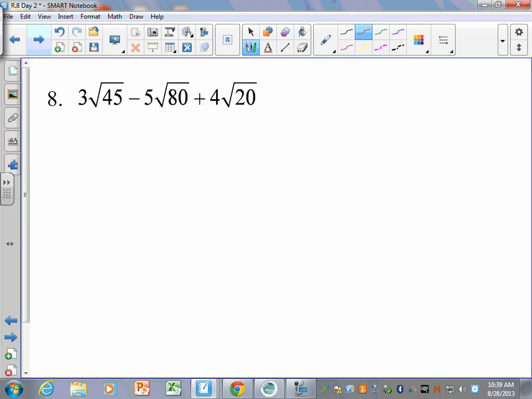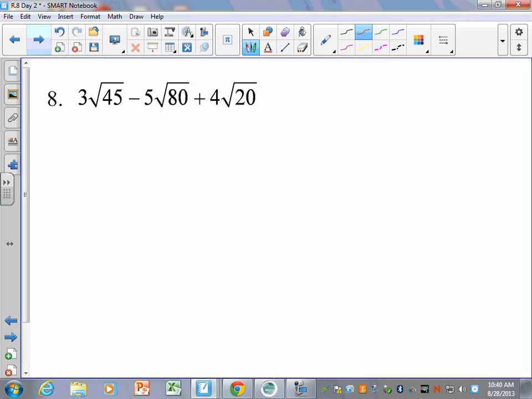So what about this problem here? Three square root of 45 minus 5 square root of 80 plus 4 square root of 20. The easy answer would be like, I can't do it because the radicals aren't the same, right? But we can simplify them first, right? So it's not as easy as saying, oh, that's it, that's my answer.